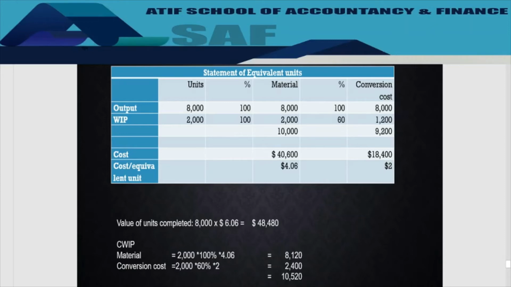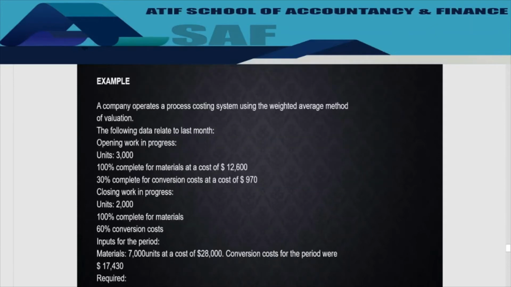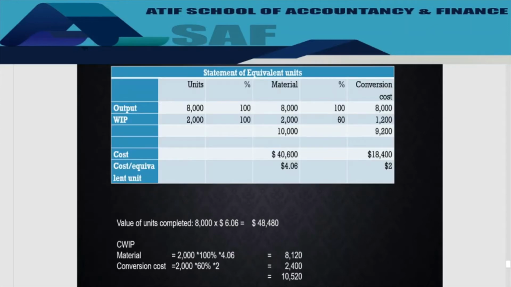Now the same procedure would be adopted for calculating the cost per unit of conversion cost. Value of opening work in process in conversion cost is $970, while value of input in conversion cost is $17,430. To sum them up, we will get 18,400 of total cost. This total cost would be divided by the conversion cost equivalent units of 9200 and you will get the cost per equivalent unit as $2.